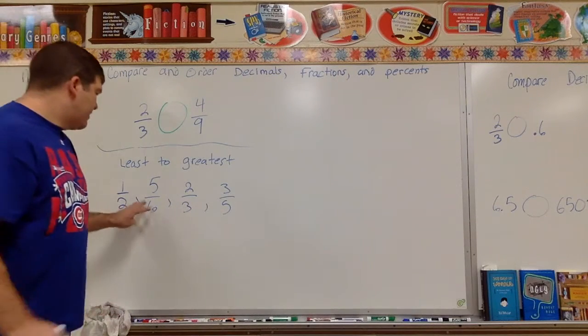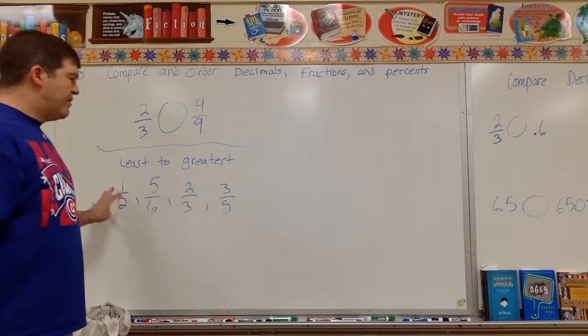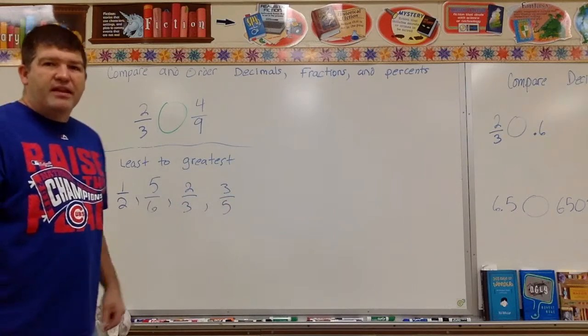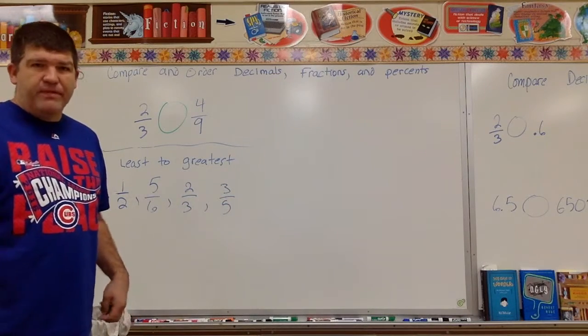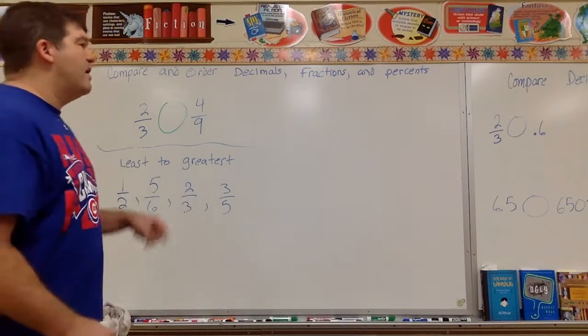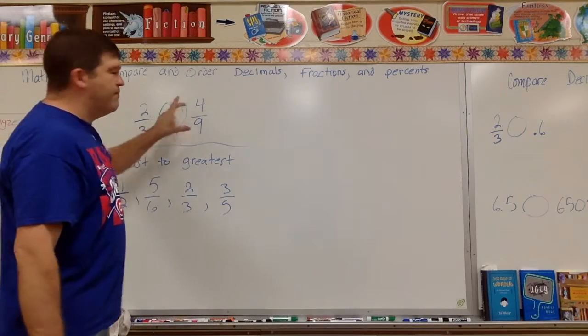Sometimes you might have a fraction, a percent, a decimal. You might have the different things, and then you'll want to convert them all to be the same, and then you'll be able to compare them and order them. We'll get to that on the next board. But let's just take fractions and order and compare them. So comparing this, I have 2/3 and 4/9.